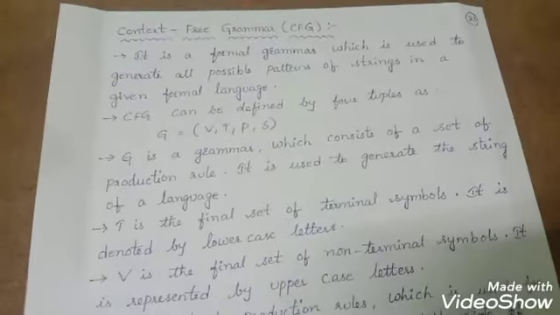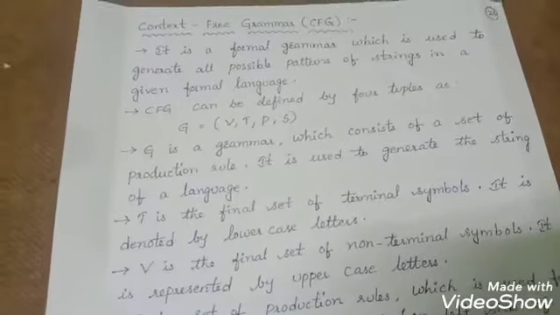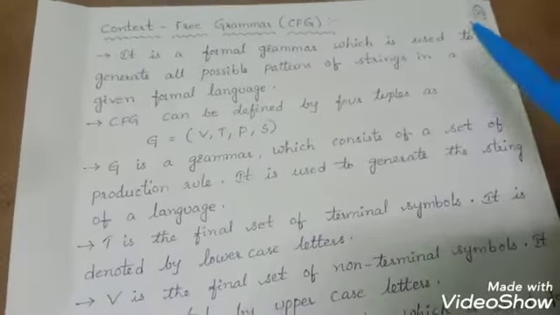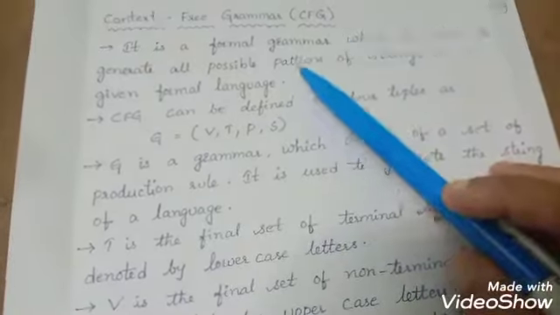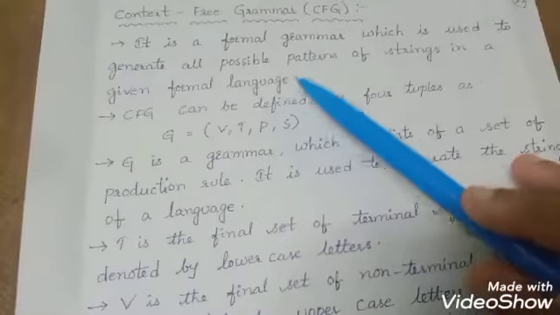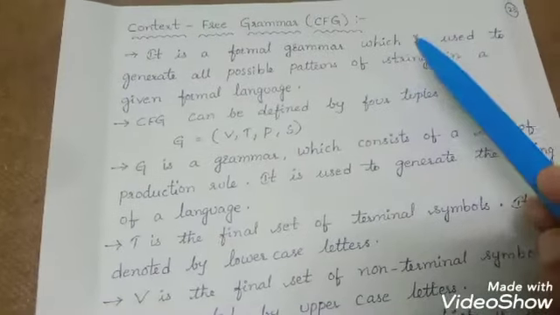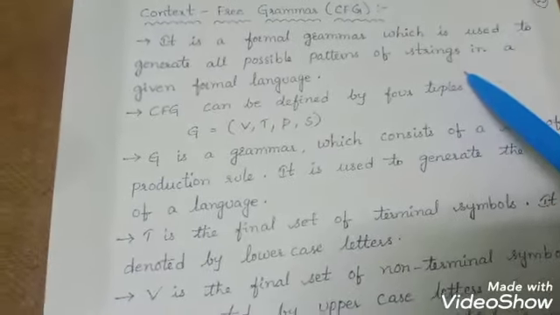Hello everyone. In today's video, we'll be discussing context-free grammar (CFG). What is a context-free grammar? It is a formal grammar which is used to generate all possible patterns of strings in a given formal language. So it will generate all the possible patterns of strings.